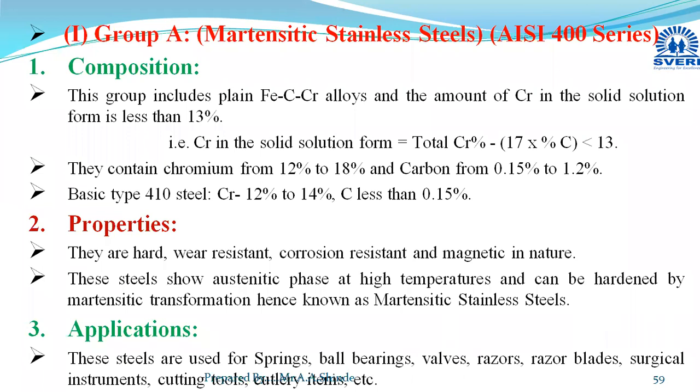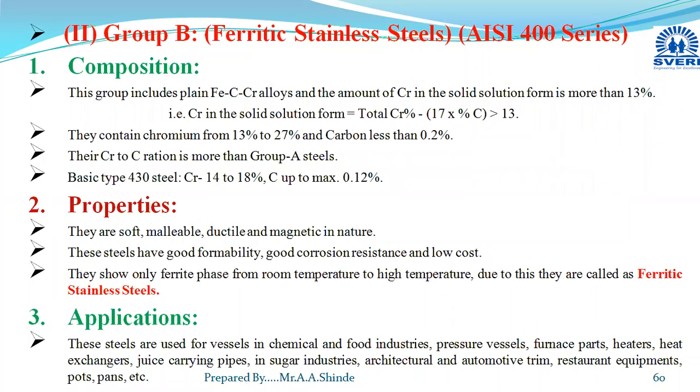Then we will move towards the second type of stainless steel. The second type is group B, also known as ferritic stainless steel, and these are also designated by the AISI 400 series. Now, first we will discuss the composition. This group B or ferritic stainless steel consists of iron, carbon, and chromium alloys, with the amount of chromium in the solid solution form more than 13%.